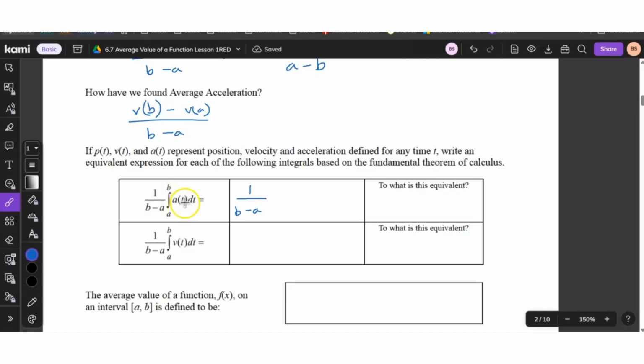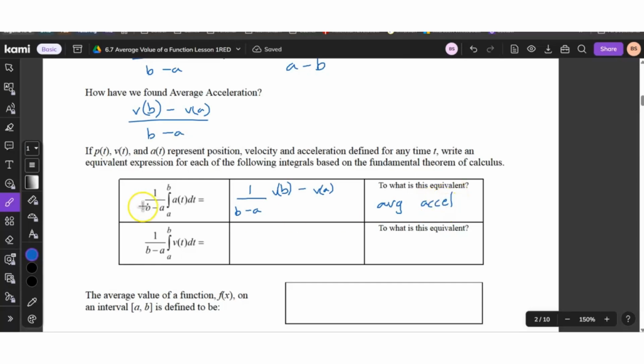And then here, I would have to do the integral. What is the integral of A of T? V of T. Yep. And it would be from B to A. So that means it would be V of B minus V of A. What did I just write? The average acceleration, right? If you look at this, that is exactly what we wrote here for average acceleration.